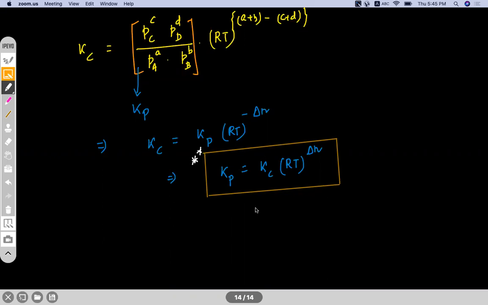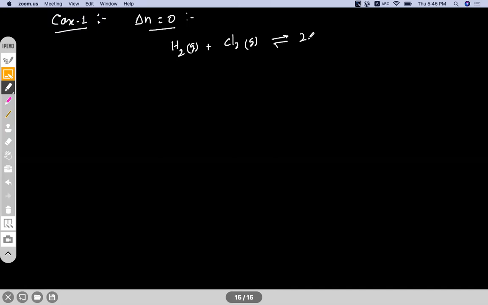Okay. Now in this, they have asked many times the question on the relation of Kp and Kc. So we have three possibilities, three small cases we need to understand, and then we'll have some numericals. Case one, it's possible that delta n equals zero for some reaction. For example, H2 gas plus Cl2 gas gives 2HCl. So this delta n is zero, so for this case Kp is equal to Kc.